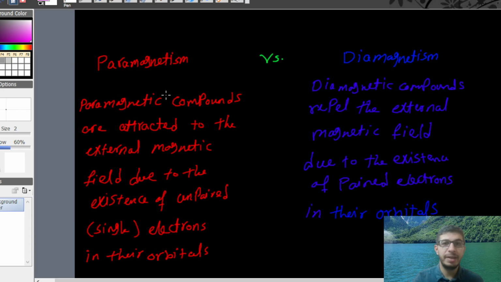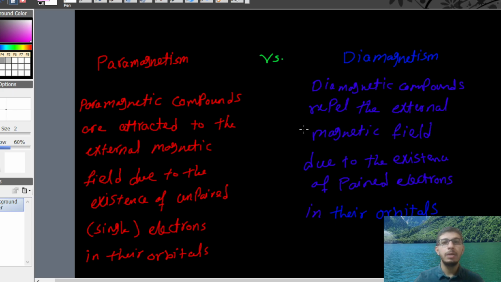Paramagnetic compounds are compounds that are attracted to an external magnetic field due to the existence of unpaired or single electrons in their orbitals. However, diamagnetic compounds repel. You can see the difference here. Paramagnetic compounds are attracted to the magnetic field, while diamagnetic compounds are repelled by the magnetic field.